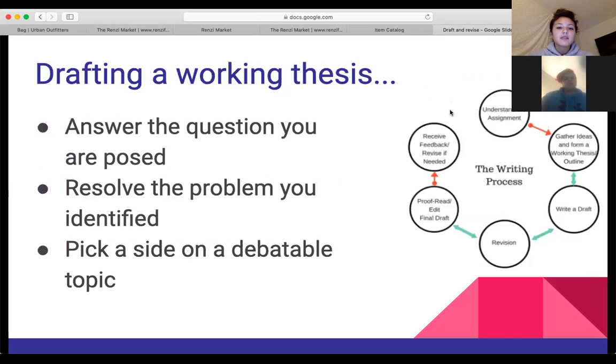Drafting a working thesis. When drafting a thesis, you want to focus on answering the question you were posed, resolving the problem you identified, or picking a side on a debatable topic. By following that process, you will find that it helps you focus your thinking and will guide you to create your working thesis. You will also want to make sure you support your thesis and explain why.